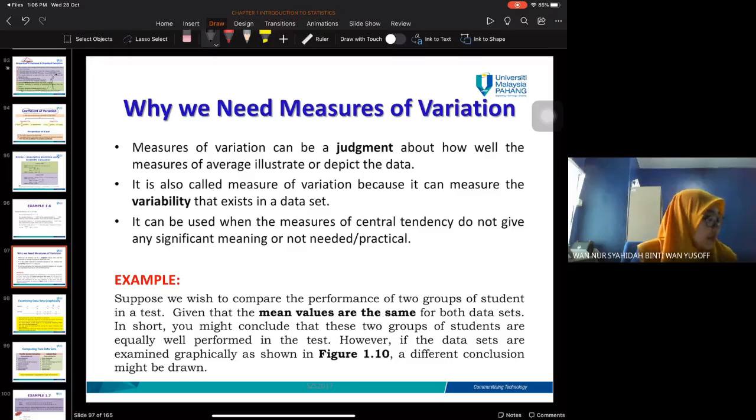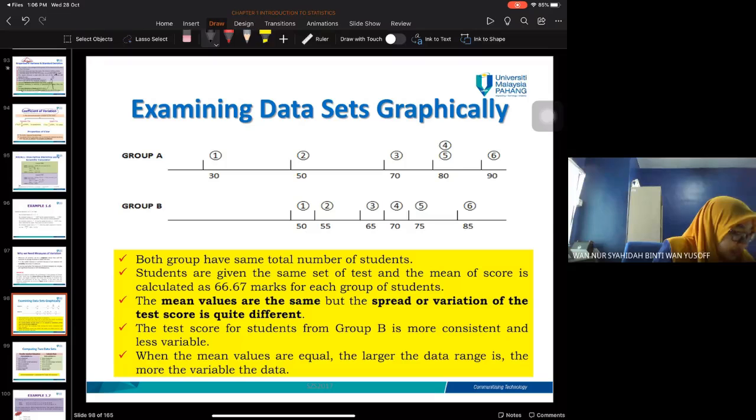Okay, so why do we go to the measure of variation? We also can use the mean to discuss the data. But sometimes the mean cannot be used, when the measure of central tendency does not give any significant meaning. So for example, we have a similar mean, like this one. We have group A, group B. Both groups have the same total number of students. Both have 6 data.